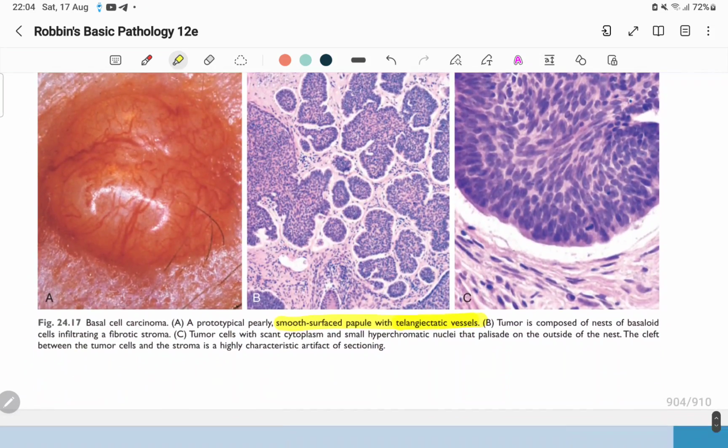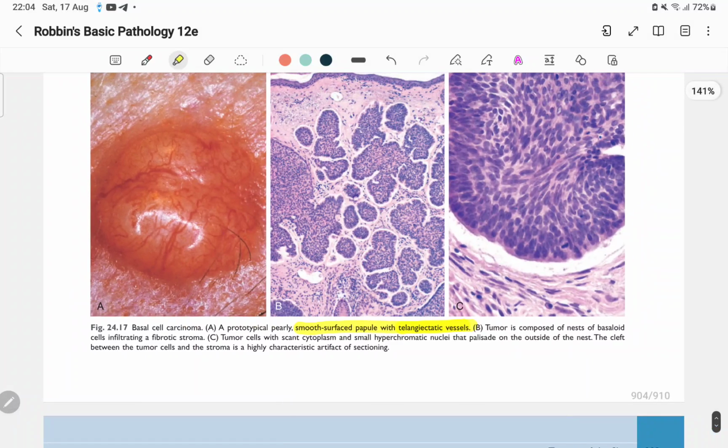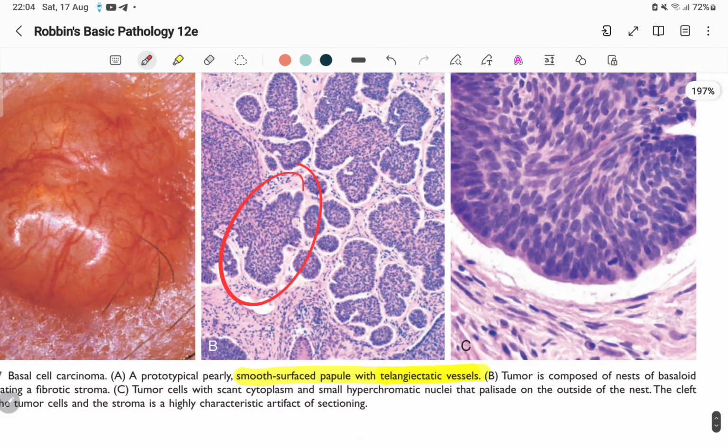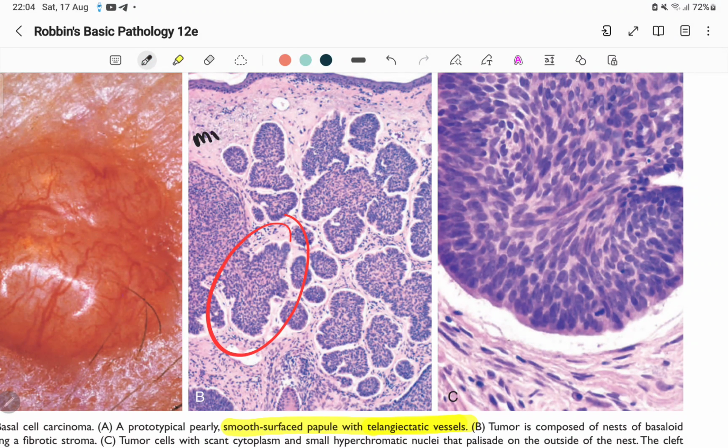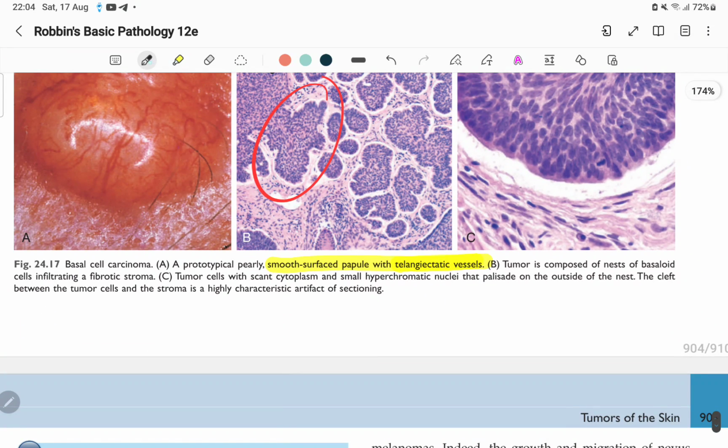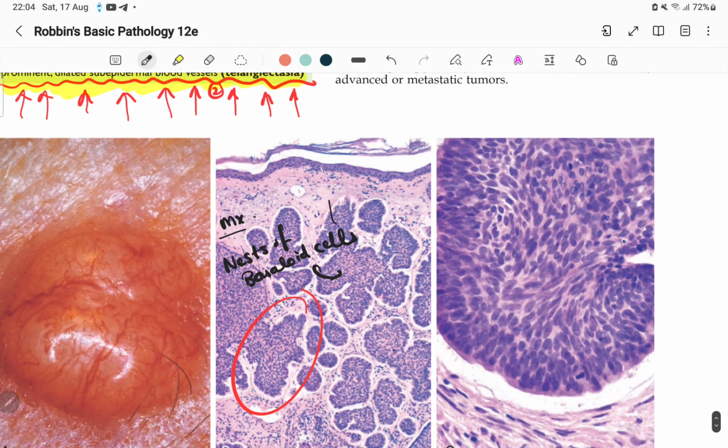Look at this. Tumors consist of nests of basaloid cells. You can write over here that the microscopy shows nests of basaloid cells. These basaloid cells have hyperchromatic nuclei and scant cytoplasm.